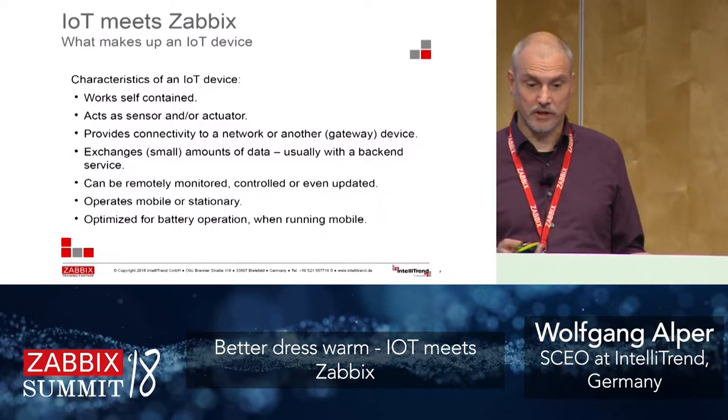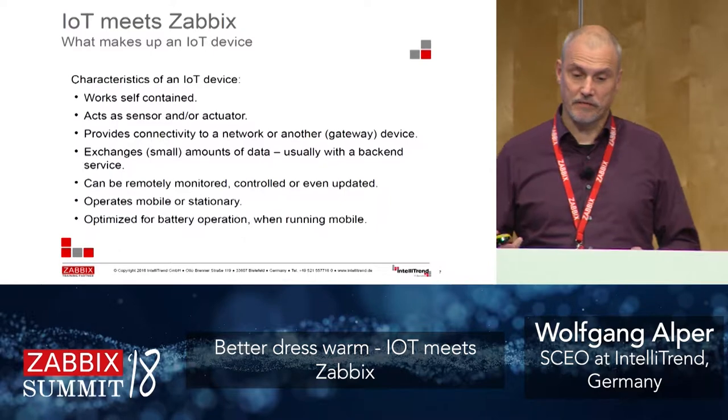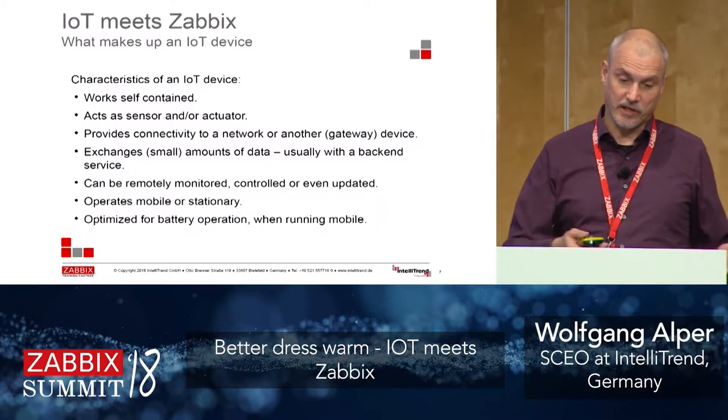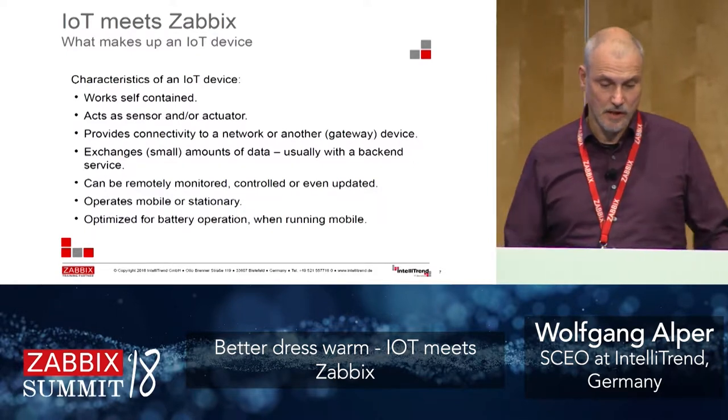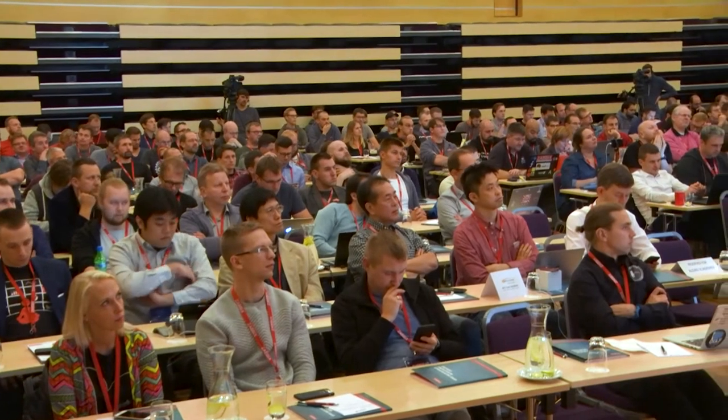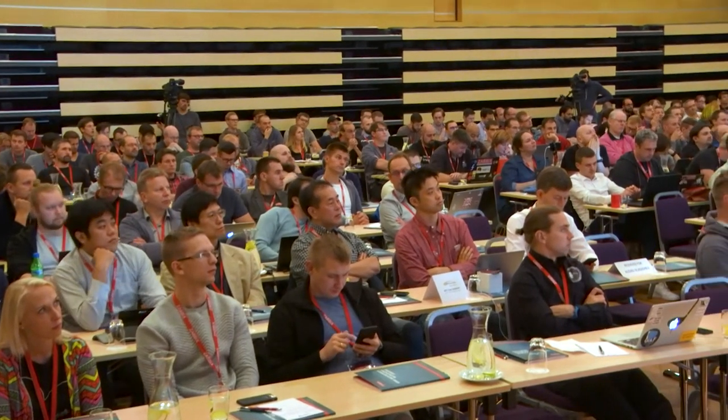Take your smartwatch and your smartphone. In this case, you have a communication to your smartphone, and the smartphone itself then connects to a cloud service. And in this case, it would usually exchange data, maybe small data, temperature for example, but it can be bigger data as well. And if everything goes fine, then it will be able to be remotely monitored, controlled, or even updated.